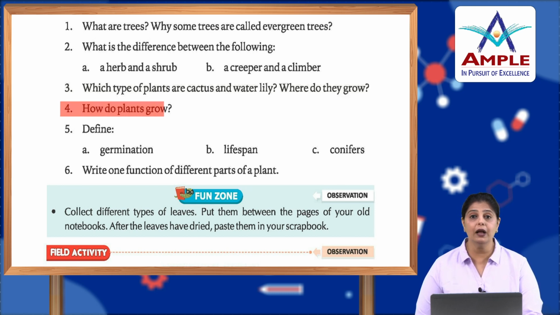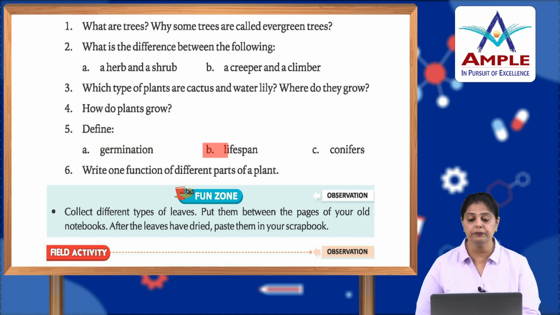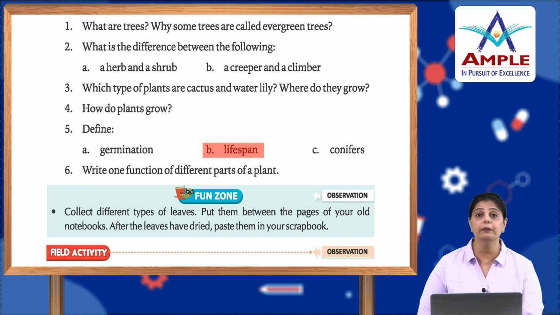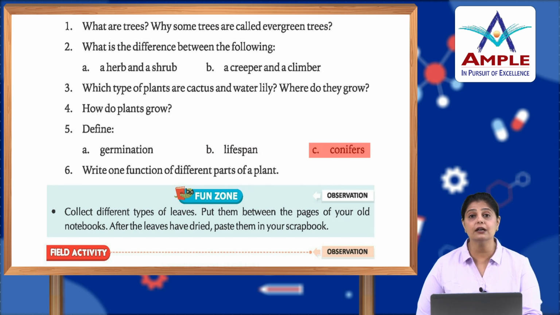Okay, how do plants grow? Plants grow with the help of soil and water. Okay, define germination. Germination is the process of a growth of a seed till a fully mature plant. Okay, lifespan is the life of a plant right from the time we sow the seed till it turns into a mature plant. And conifers are the mountain trees, okay, that grow in the shape of cones.